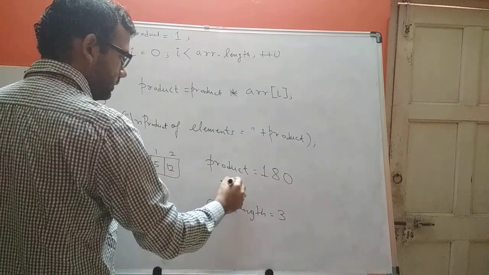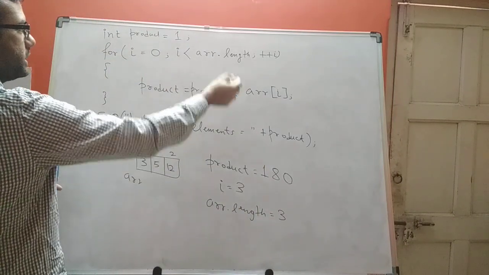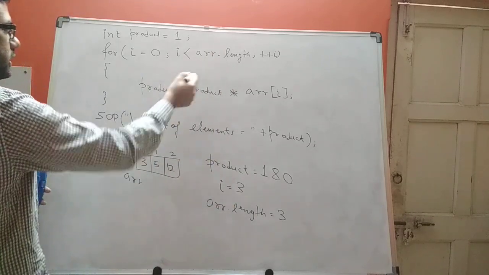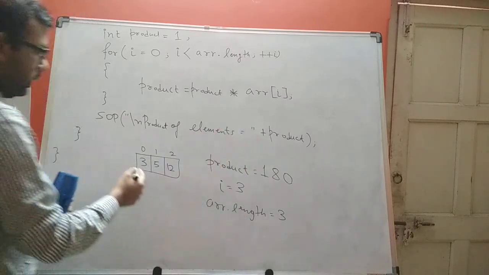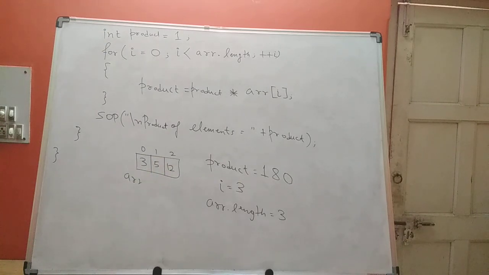Now you go back to the updation part. So i becomes 3. Now again you check. You will not be able to come inside because the condition is no longer satisfied. i is no longer less than arr.length. So you come out of the loop and you print: product of elements is equal to 180. Now you multiply these 3 elements, 3 into 5 is 15, 15 into 12 will give you 180.